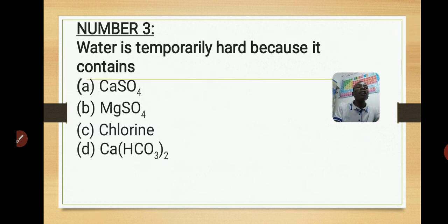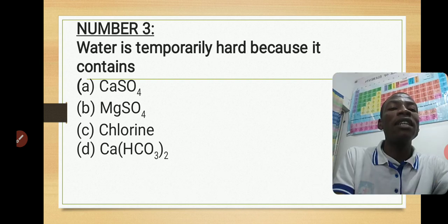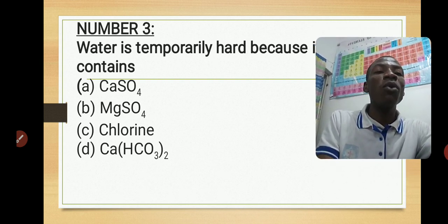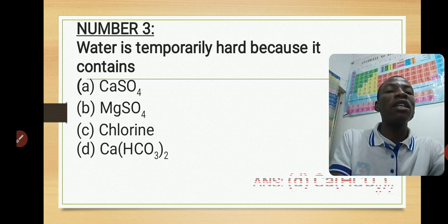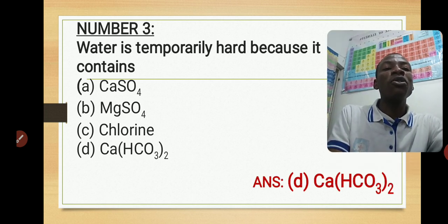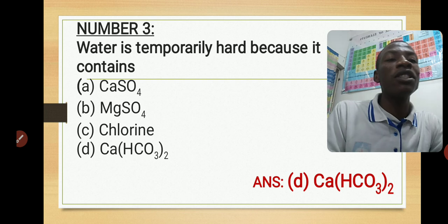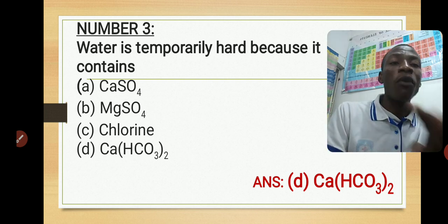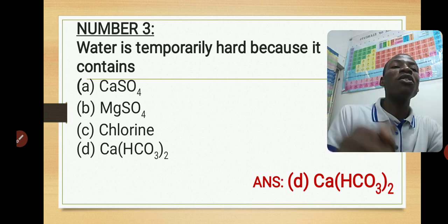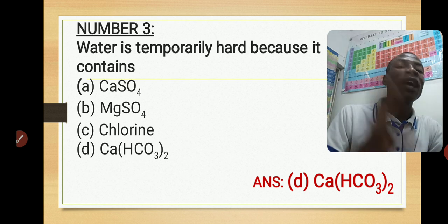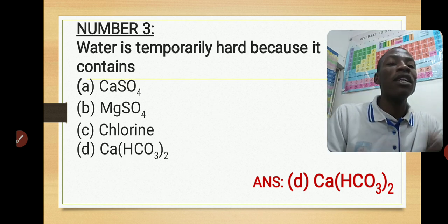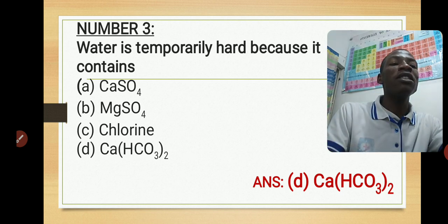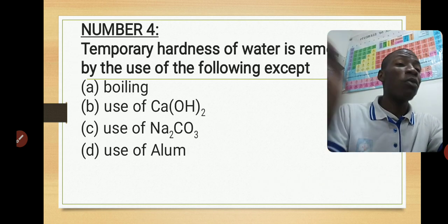Number three, water is temporarily hard because it contains what? And the answer will be option D, calcium hydrogen trioxocarbonate IV. The rest don't cause temporary hardness. Option A and option B cause permanent hardness. Option C is chlorine, which doesn't cause any hardness at all. Option D, bicarbonate of calcium, causes temporary hardness.